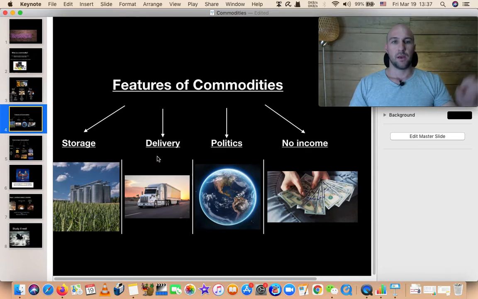Another feature is delivery. Ships sink, trucks blow up. You need a type of insurance. There are also pipelines for oil to get transported. These are all factors that you need to keep in mind when investing in commodities. How are they going to get transported from one place to another?